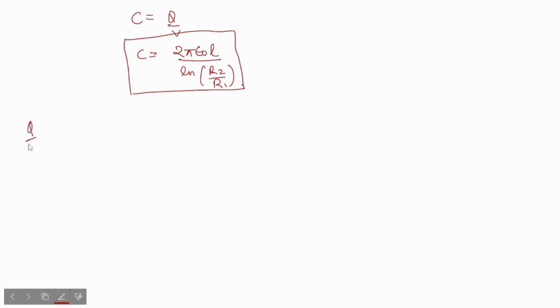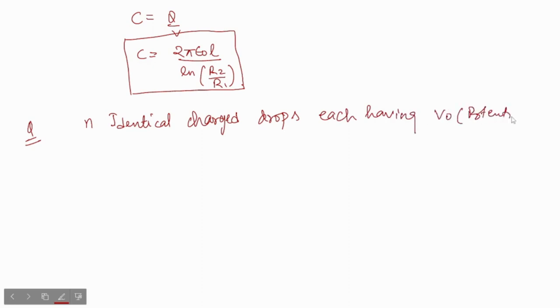Now we'll do one problem related to capacitors. Suppose the problem is we have identical charged droplets, each having potential V naught, right? They coalesce to form a big drop. You have also done this type of problem in, I think, class 11 in fluid mechanics, right? So each having potential V naught and they coalesce to form a big drop.